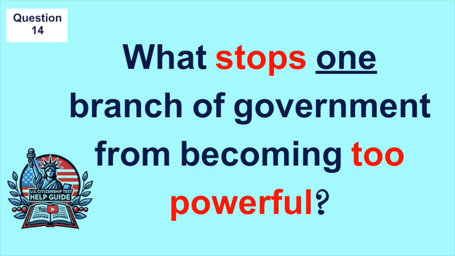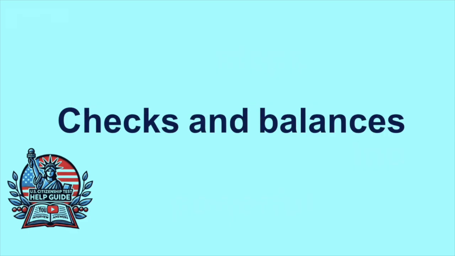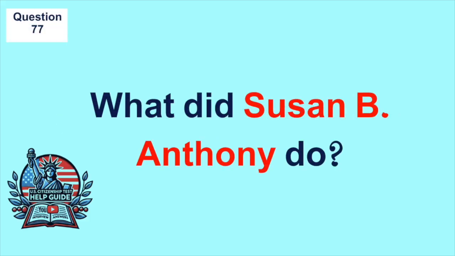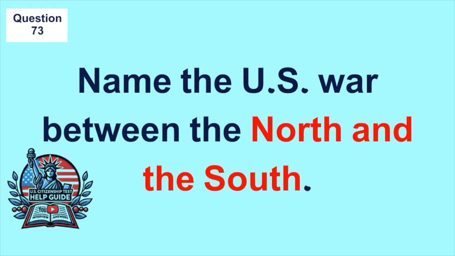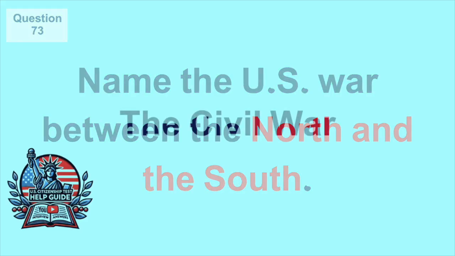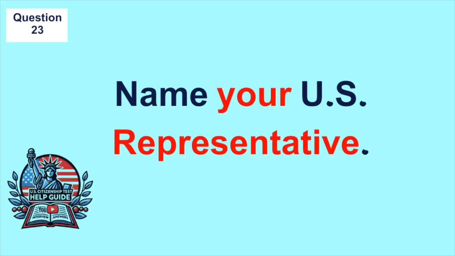What stops one branch of government from becoming too powerful? Checks and balances. What did Susan B. Anthony do? Fought for women's rights. Name the U.S. war between the North and the South. The Civil War. Name your U.S. representative.